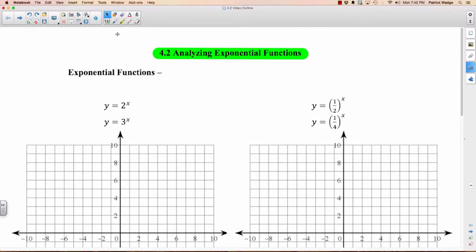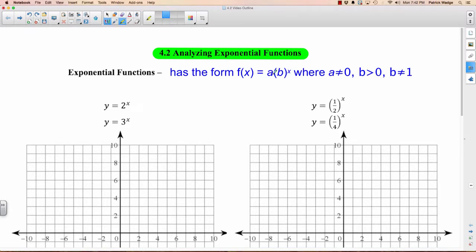So what are those? Well, an exponential function is a function that has the form f of x equals a times b to the x, where a cannot equal 0, b is greater than 0, and b does not equal 1. Wow, that's a lot of restrictions. And we're actually going to talk about those restrictions later on. But for now, let's focus in on this bit of the equation, f of x equals a times b to the x. And what we're going to do today is we're going to graph a bunch of stuff.